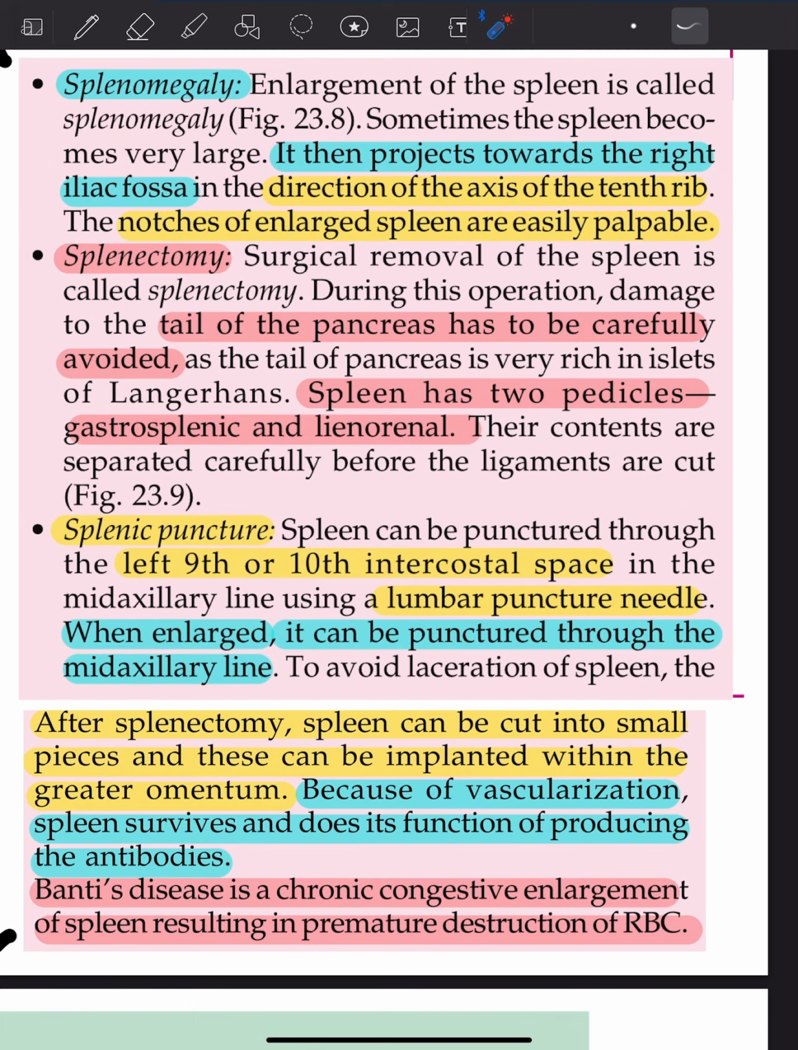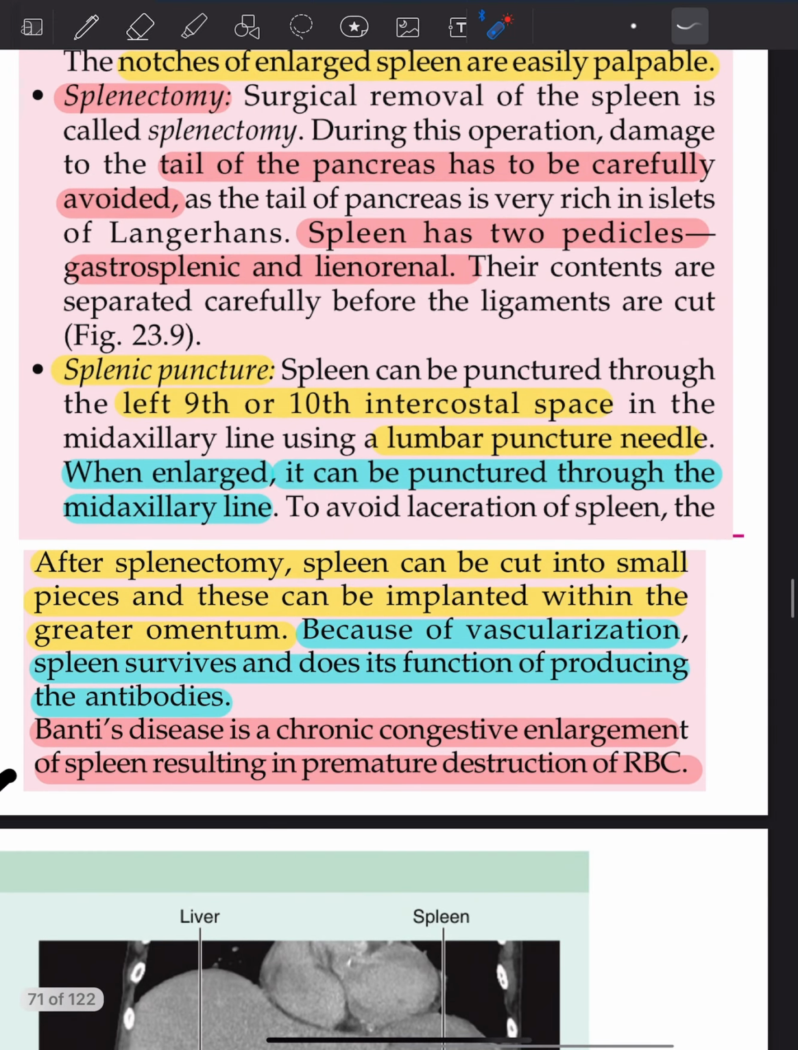Okay, so as we know the spleen has two pedicels, we saw in the diagram as well. So during splenectomy the surgeon first has to cut these two pedicels in order to remove the spleen. And what are these two? The gastrosplenic, connecting the stomach and the spleen, and the lienorenal ligament, connecting the spleen with the left kidney. Okay, and the contents are to be carefully separated as it holds some very major contents. The lienorenal ligament has the tail of the pancreas, and the gastrosplenic ligaments hold various short gastric vessels, right?